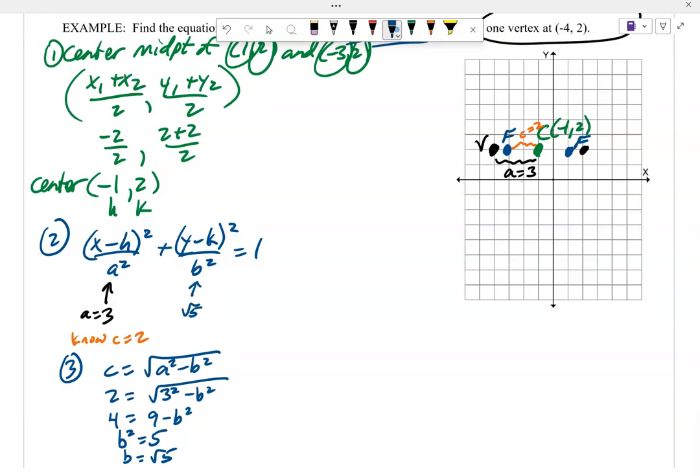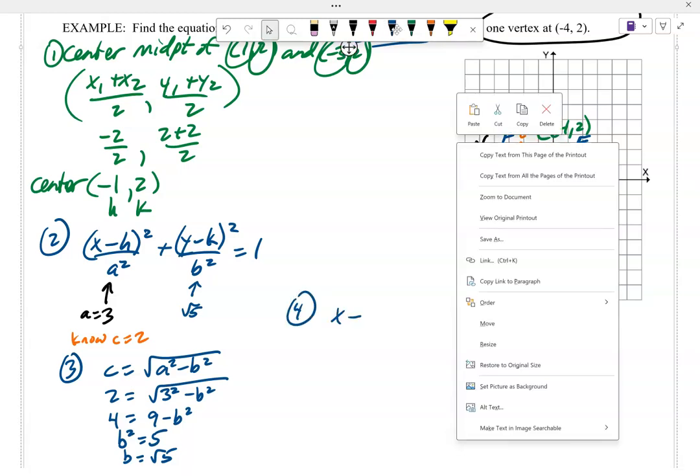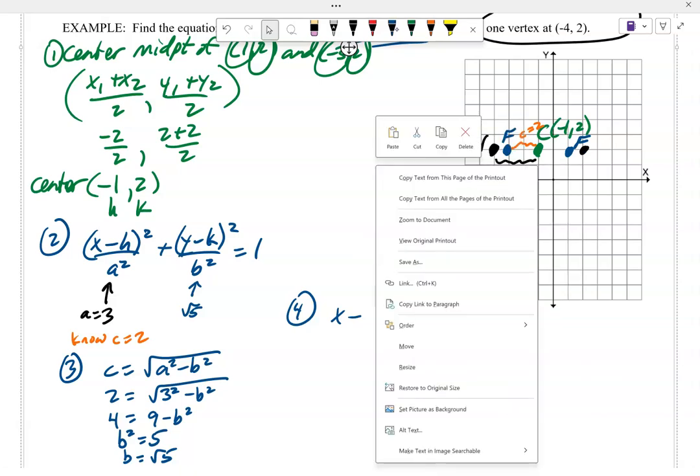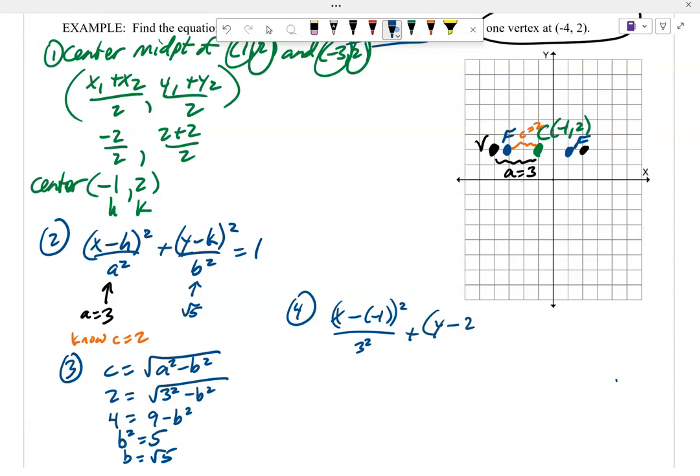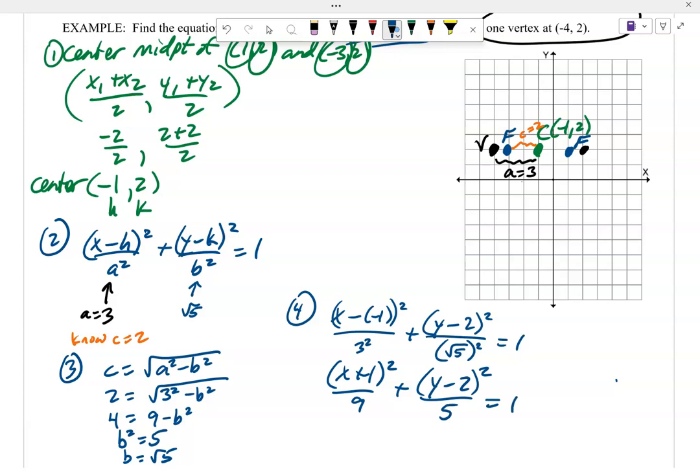So finally, let's go ahead and write this. (x minus h), the center, over a squared. (y minus k) squared over b squared equals 1. So I got (x plus 1) squared over 9 plus (y minus 2) squared over 5 equals 1. And that there's the equation of that ellipse.